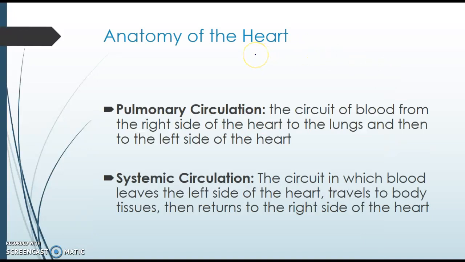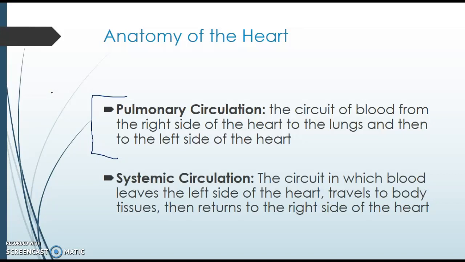So we just kind of talked about how there's two different kind of pumps in your heart. There's a right and a left side. And they're really going to have kind of a different role in looking at different circulations. So first let's talk about pulmonary circulation. Pulmonary circulation is the flow of blood from the right side of the heart to the lungs and then back to the left side of the heart. So I always remember it as heart, lungs, heart is going to be your pulmonary circulation.